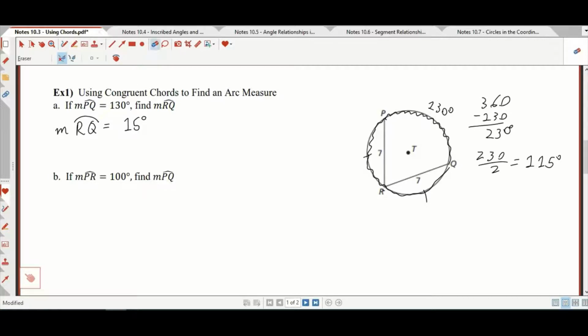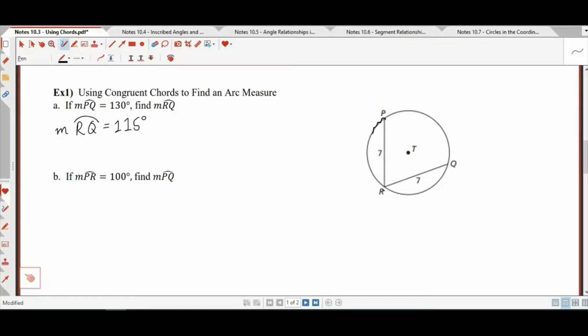That looks like a 2. There. If the measure of PR equals 100 degrees, so this is a totally different situation, so I'm going to erase all this. If PR is 100 degrees, what is PQ? Well, if PR is 100 degrees, then so too is RQ, because if these chords are congruent, then these arcs are congruent.